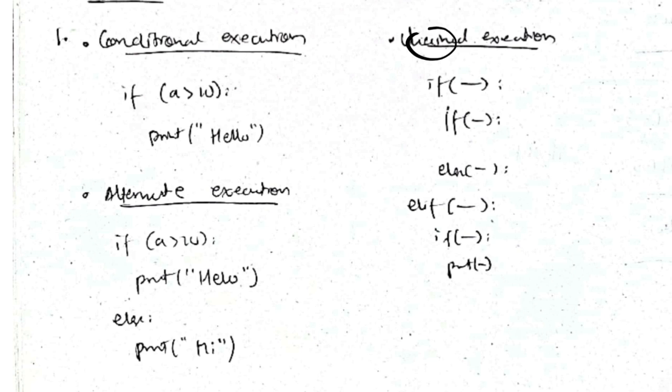And chained execution means it is the if, else if, elif part. Okay, and here you will have nested if conditions also. That is known as chained execution. So for any example, you can give what is suitable for you, and write the code snippet. Also write what each of these terms means.